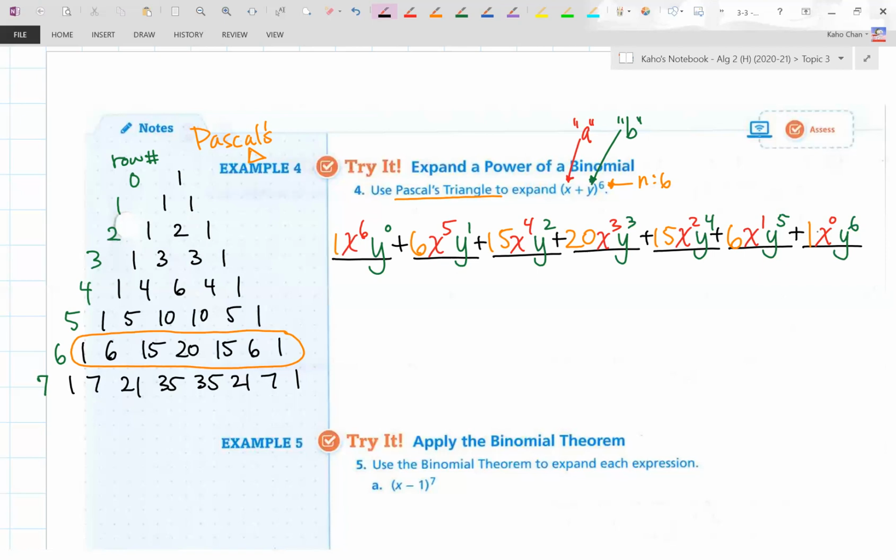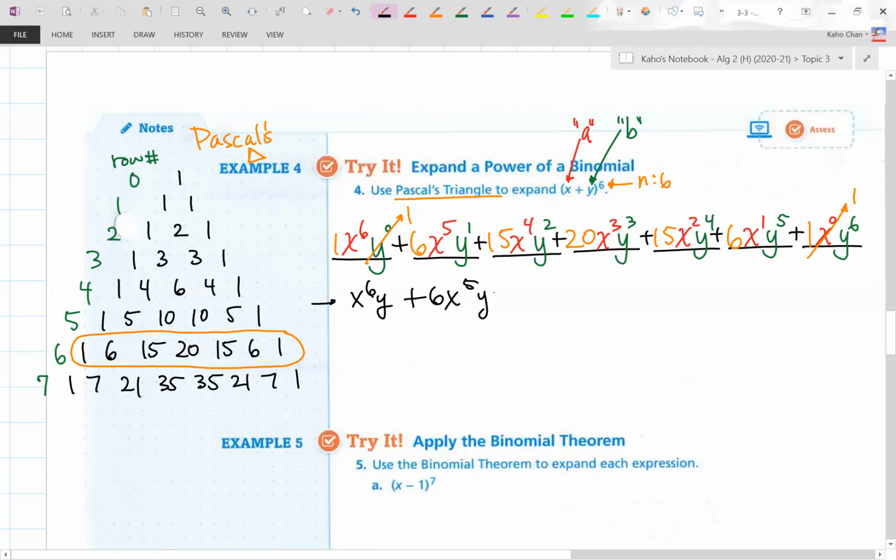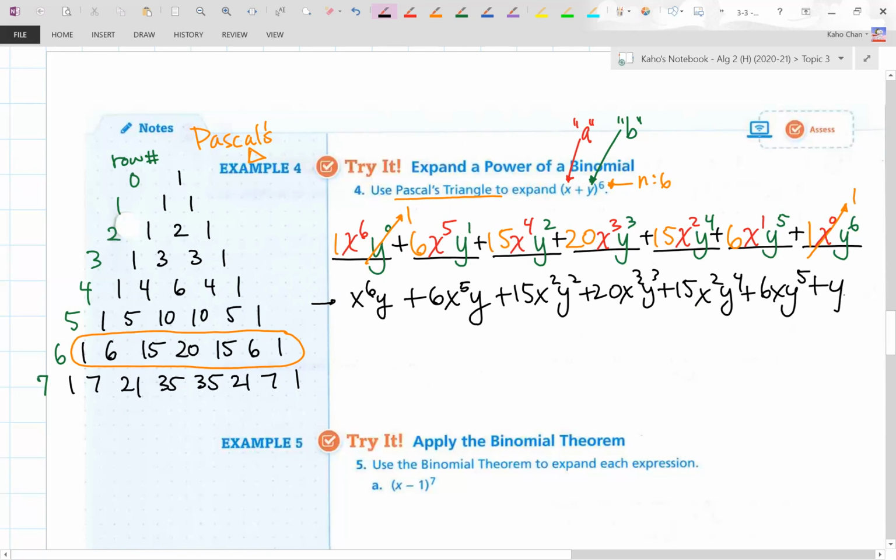Now, let's talk about the power of zeros. y to the 0 is technically 1, so you don't have to write that there. And x to the 0 is 1 as well, so you don't have to write that either. But your final answer is x to the 6 plus 6x to the 5th y to the 1st plus 15x to the 4th y squared plus 20x cubed y cubed plus 15x squared y to the 4th plus 6xy to the 5th plus y to the 6th. This is called binomial expansion.